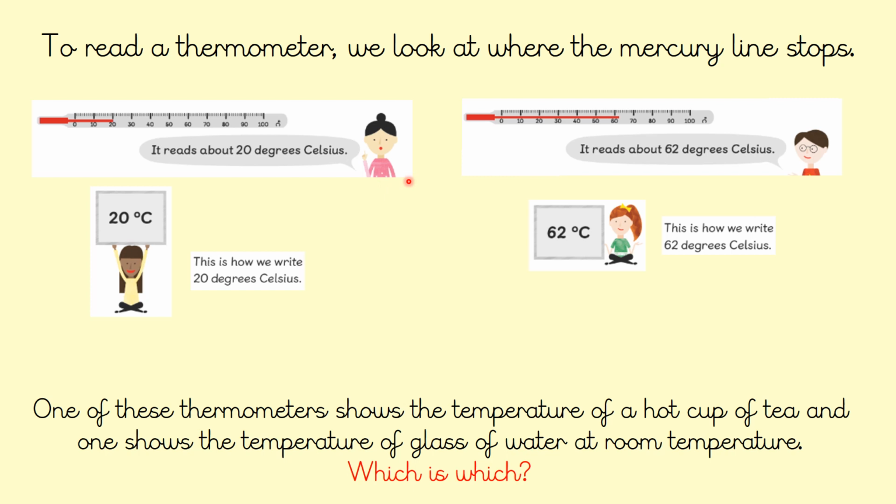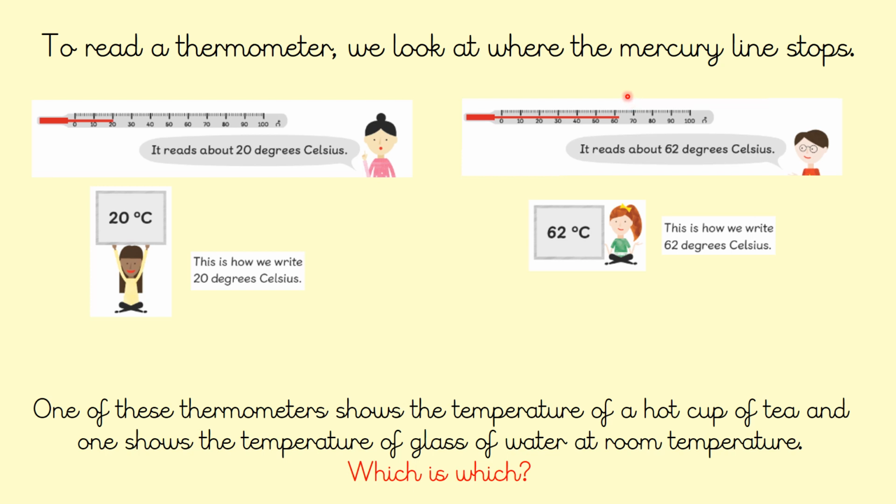Sometimes reading a thermometer isn't that easy. If you look at the thermometer Charles is reading, we can see it stops somewhere past 60, but there isn't a number, there are just these small lines. So we don't know exactly what number it has stopped at. But we can estimate. That means we can make a sensible guess. It has to be somewhere between 60 and 70.